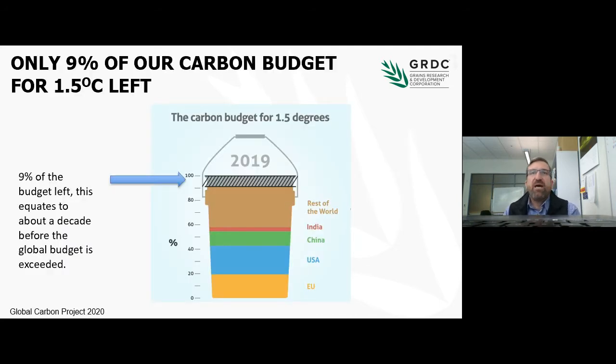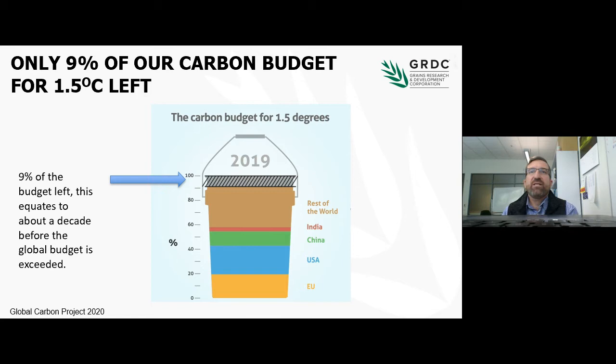So if you think about a bucket with the greenhouse gases contained in it, once the bucket is full, we're actually committing ourselves to 1.5 degrees of warming. By 2019, if you look at where we are at the moment, you can see that there's about 9% of the bucket's capacity left before we absolutely commit ourselves to 1.5 degrees of warming. And what you can see in there as well are the different contributions being made by the European Union, which is at the bottom in that yellow color, the US, which is quite large, as you can see in the blue, China and India, and then the rest of the world in that sort of aggregated brown color.